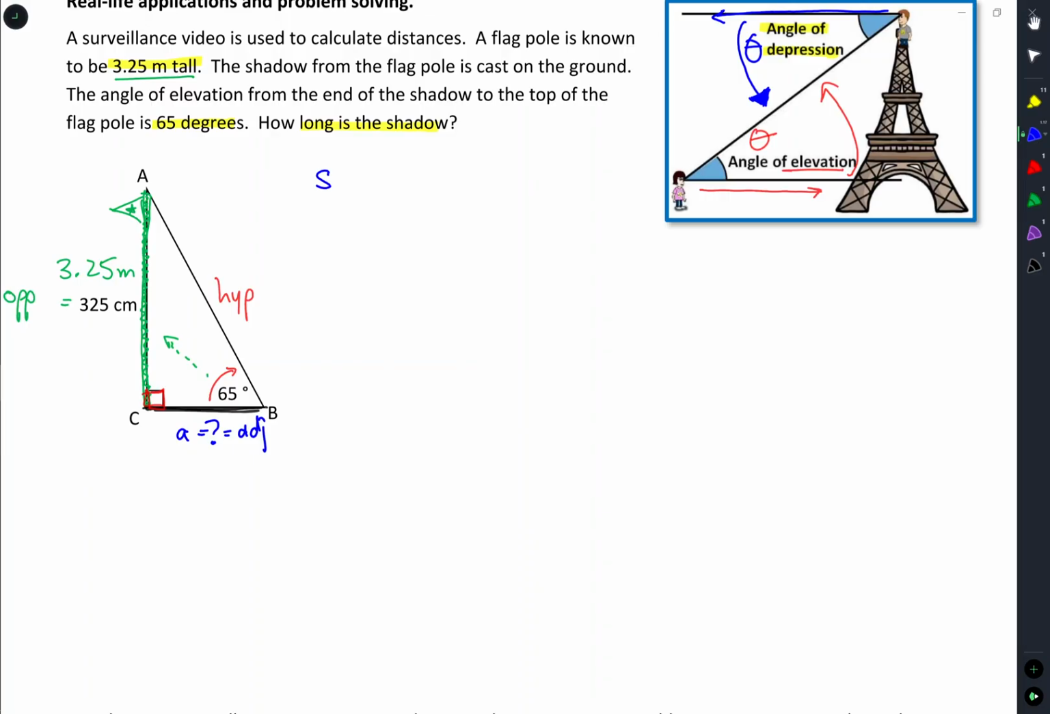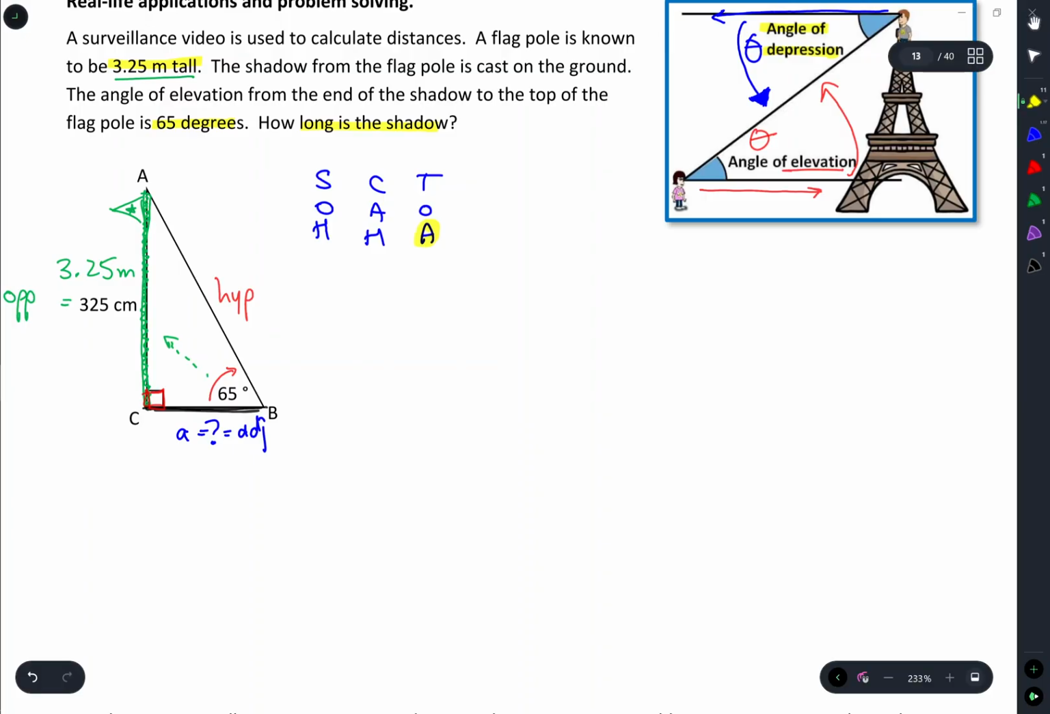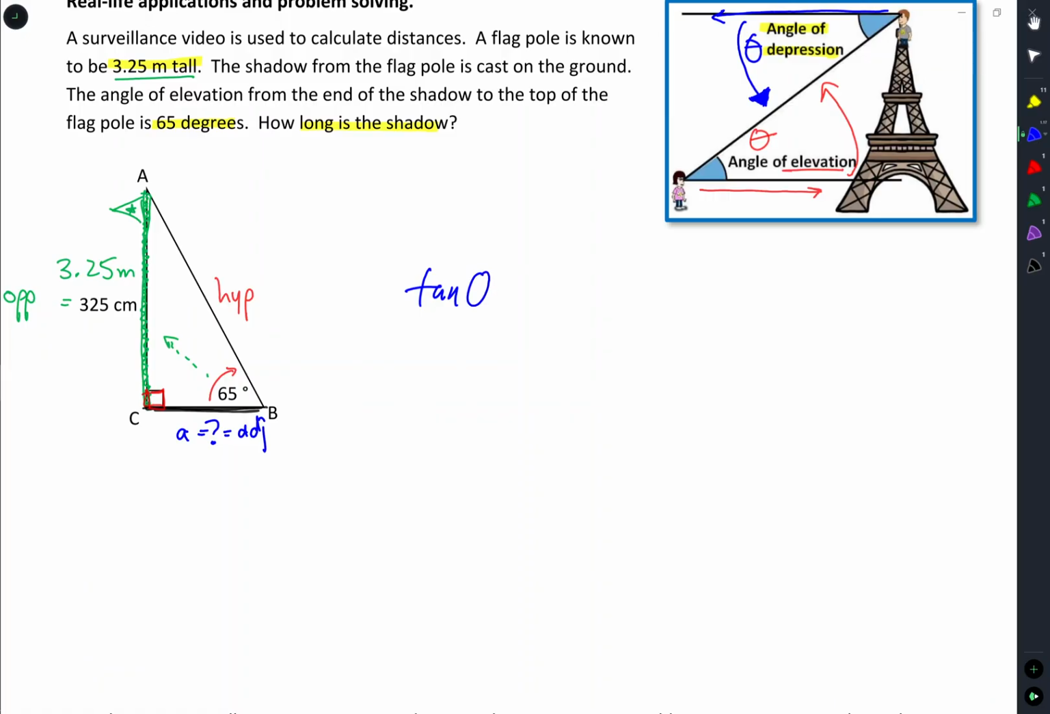So then we check out our identities. Is it SOH, CAH, or TOA? Well, we want adjacent. We know opposite. That's got to be the TOA. That's got to be tan. So let's start out with that. Tan theta is the opposite over the adjacent. We can sub in the angle, that's 65 degrees. The opposite, let's go with 3.25 meters. Why not? You could use the 325 centimeters. All good. And then we have left over the adjacent, just side A.